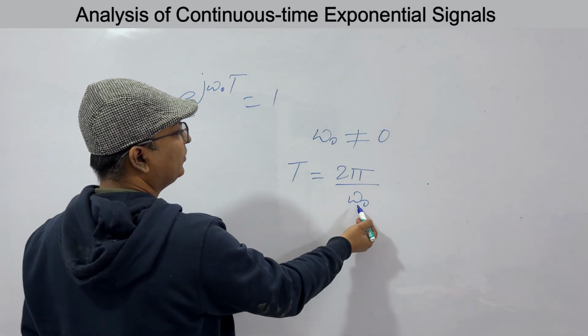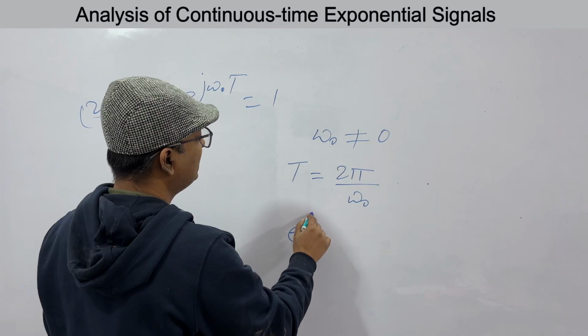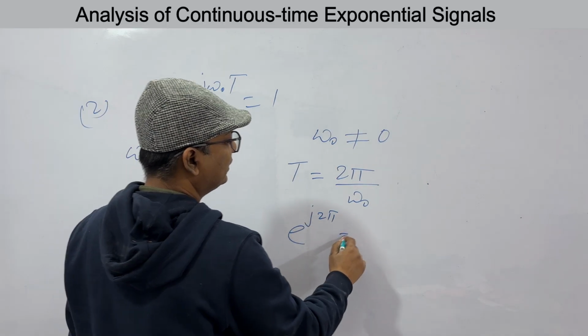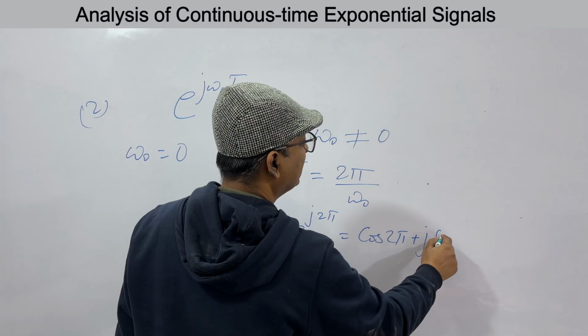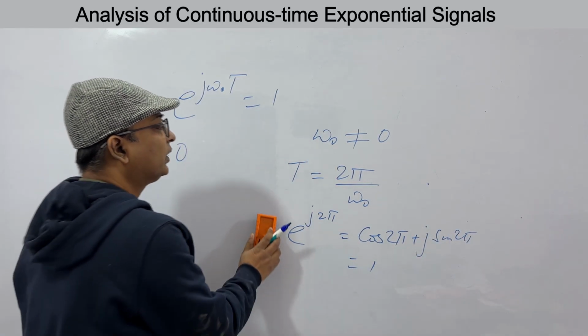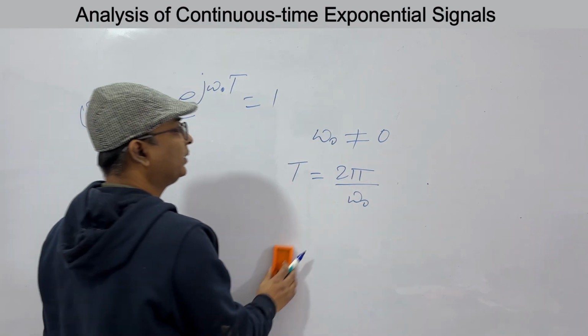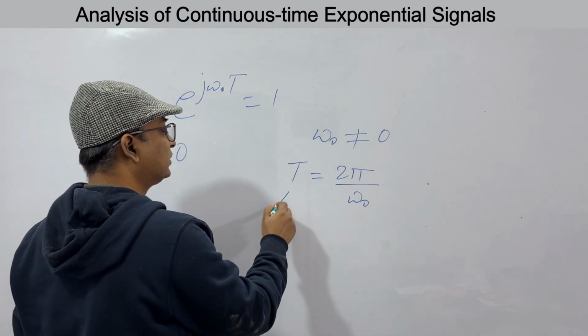Why? Because when we have this particular value of t, this will mean e^(j 2 pi). By Euler's equation, this is cos 2 pi plus j sin 2 pi. So this is 1, this is 0. So for t equal to 2 pi by omega 0, this equation holds true. This is called the time period.